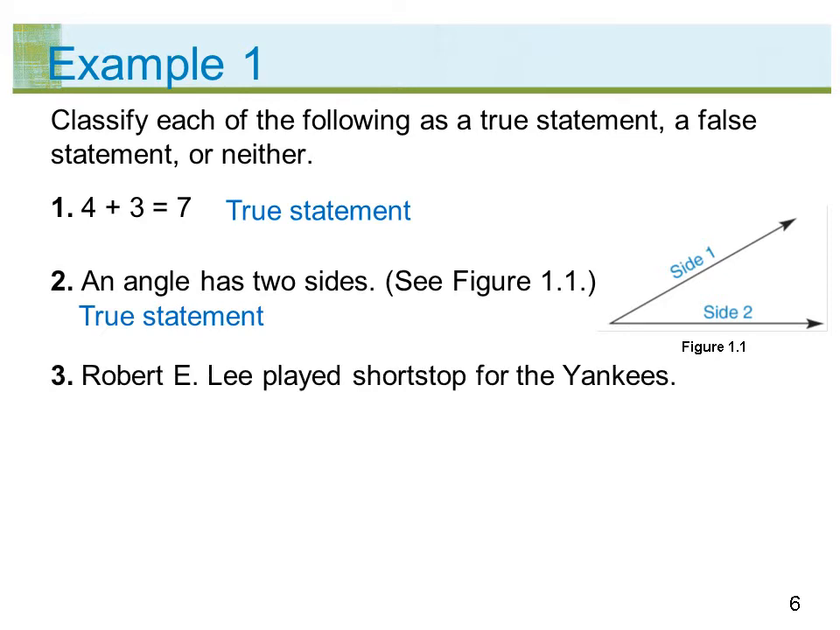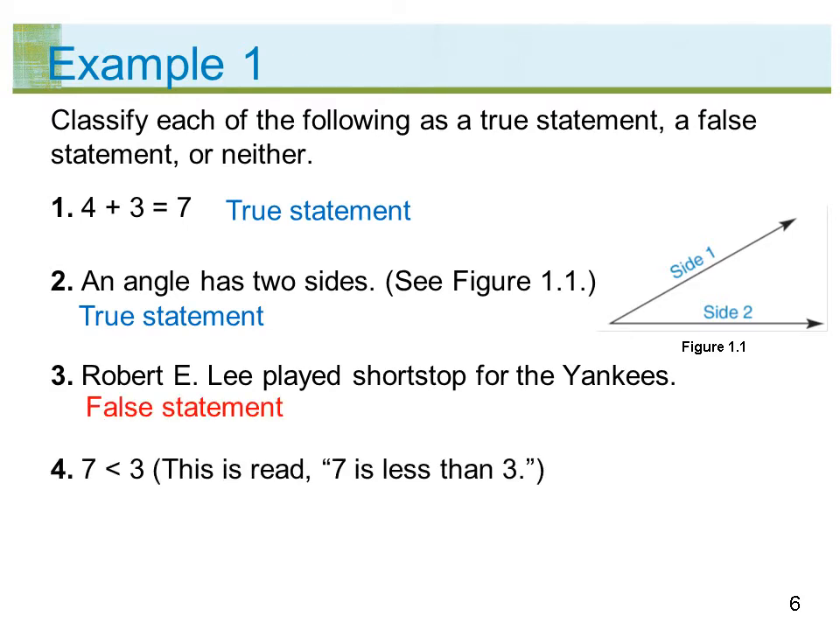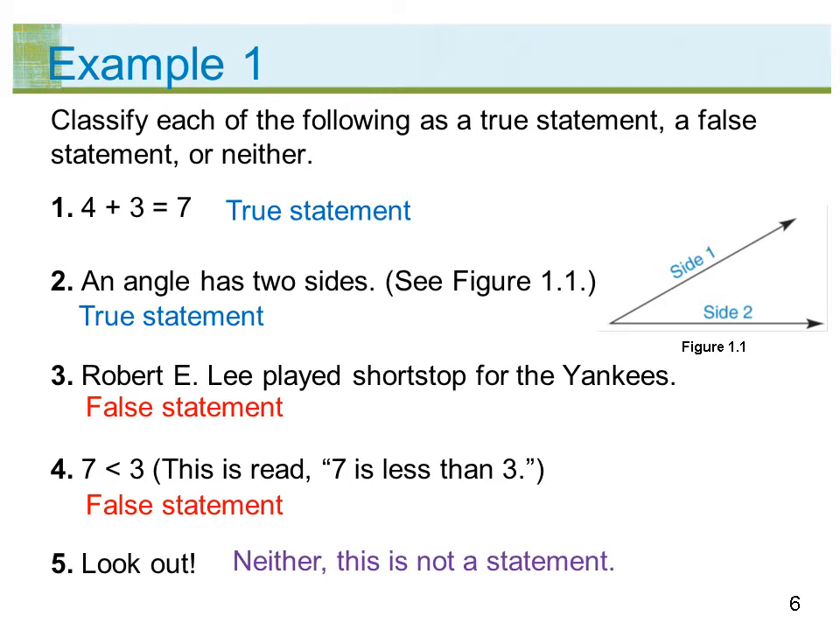Number 3. Robert E. Lee played shortstop for the Yankees. False statement. Number 4. 7 is less than 3. This is read, 7 is less than 3. False statement. Number 5. Look out! Neither. This is not a statement.